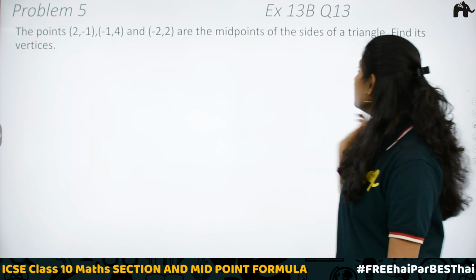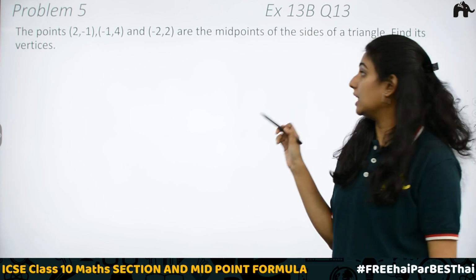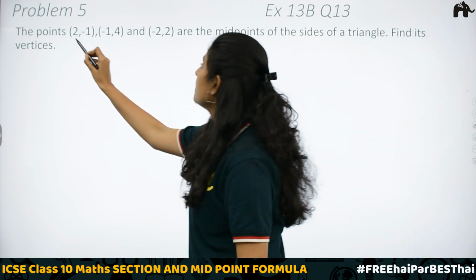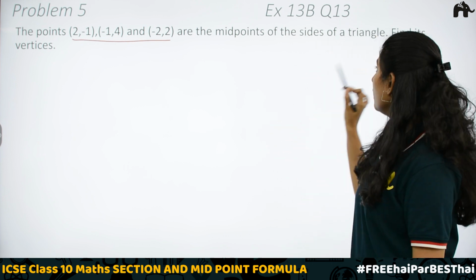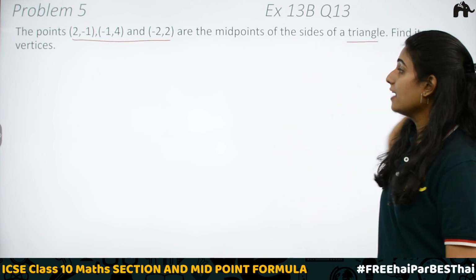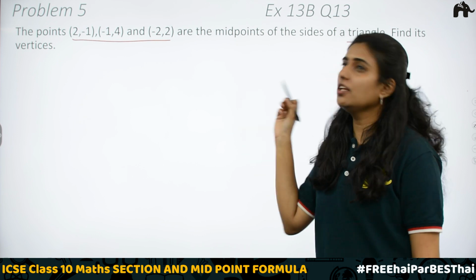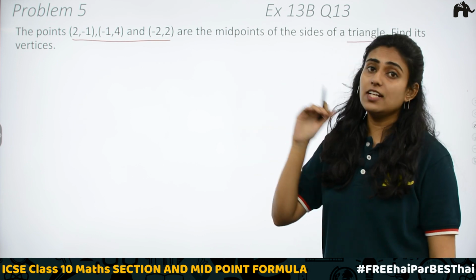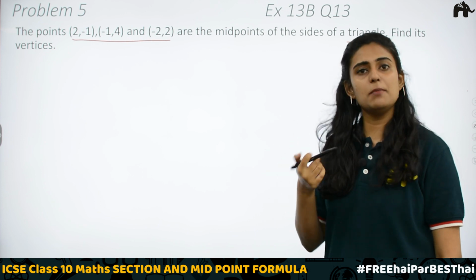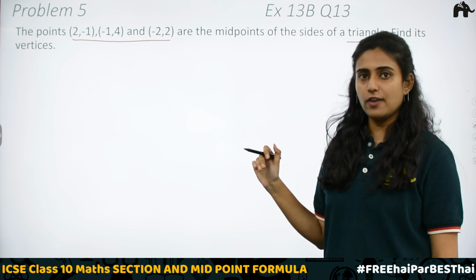Next, problem 5, question 13 of exercise 13B. The points (2, -1), (-1, 4) and (-2, 2) are the midpoints of the sides of a triangle. Find its vertices. In this question, we need to find the vertices. In the previous questions, we used to be given the vertices and find the midpoints. But here, we need to find the vertices.